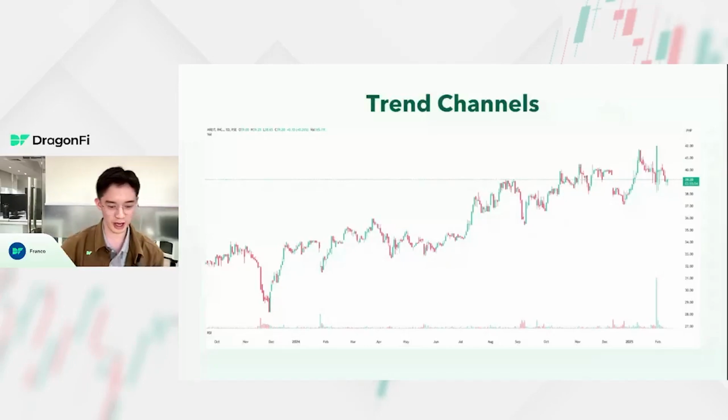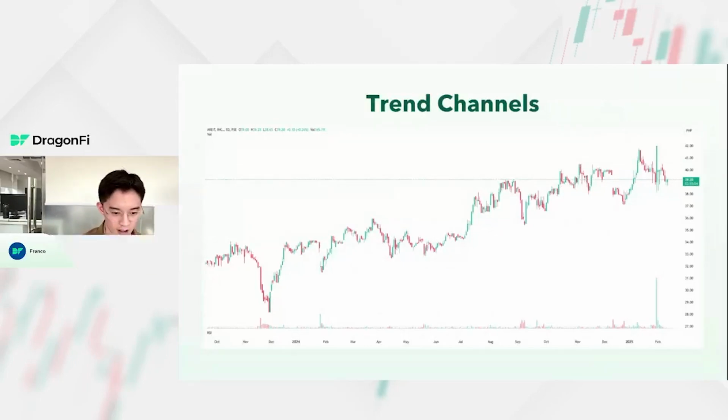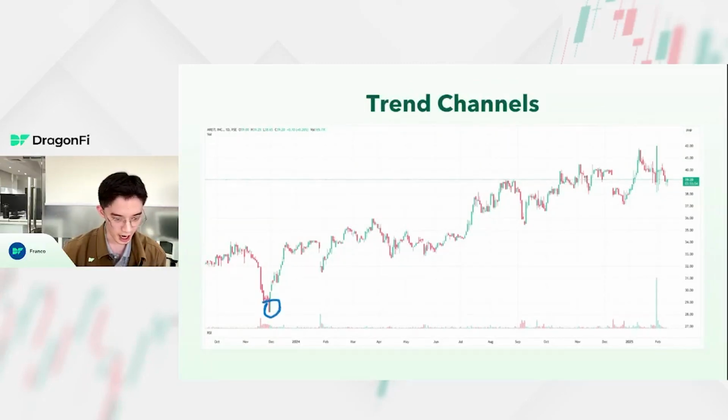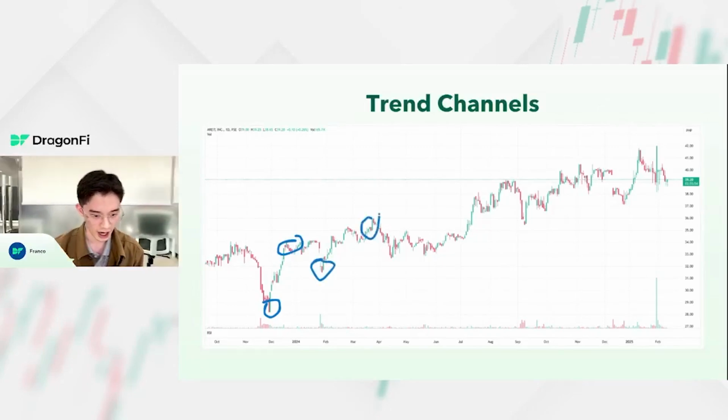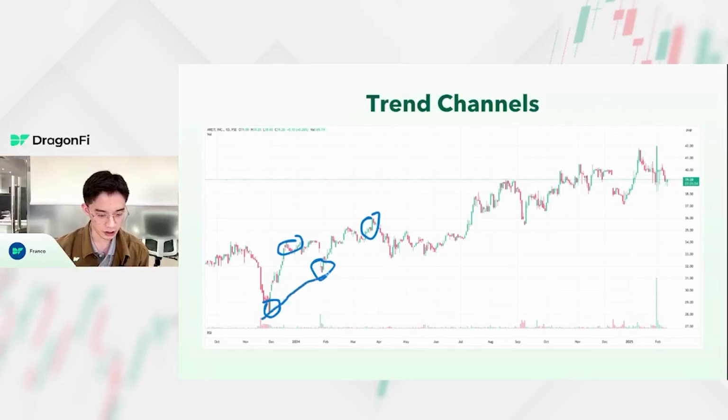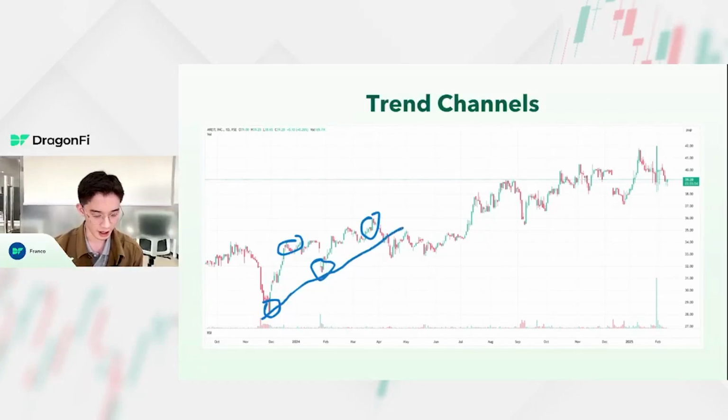Okay, so now here's an example of a REIT. So I'll be drawing an example of an upward trend channel. So for example, here we have a low here, a high, and then a higher low, and then a higher high. So what we can do is we can draw a trend line here and here. So this one is an example of an upward channel.